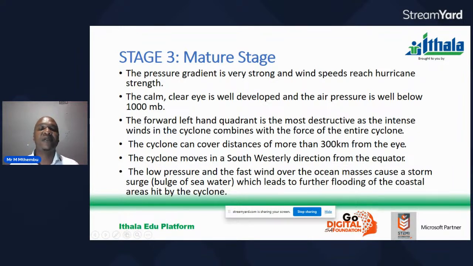The cyclone moves in a southwesterly direction from the equator. The low pressure and the fast wind over the ocean masses cause what is called a storm surge. The storm surge is where large masses of water enter into the land, which leads to further flooding of the coastal areas that are hit by the cyclone.